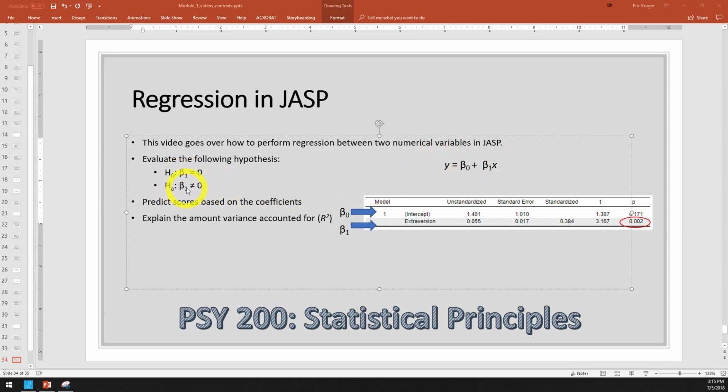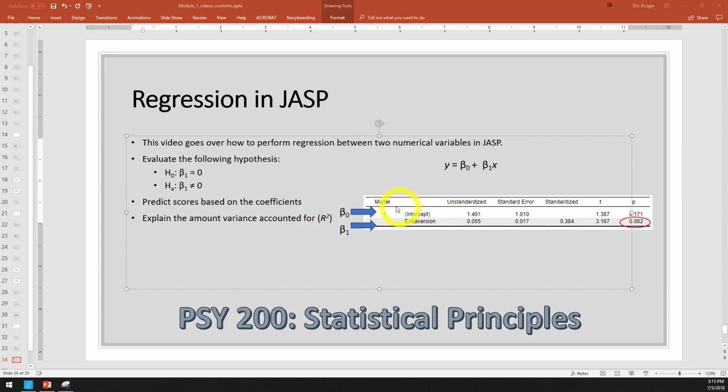And just to kind of go back to our alternative hypothesis, a two-sided hypothesis, is that the intercept is not equal to 0. So we're trying to predict scores based on coefficients, and we can also explain the amount of variance accounted for in terms of R squared. And R squared is just the correlation squared, and when we use the term R squared, we're talking about variance accounted for. So it's very related to correlation, but it's just the squaring of the correlation.